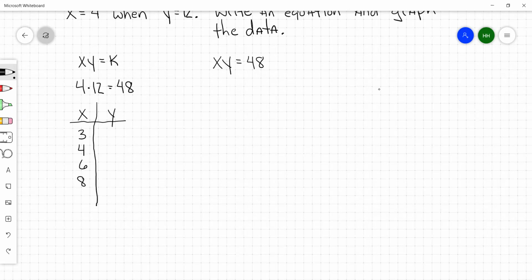3 times 16 equals 48. 4 times 12 equals 48. 6 times 8, 8 times 6. We can do 12 as an input again, so it'd be 12 and 4. And we can also do 16 for X and 3 for Y.